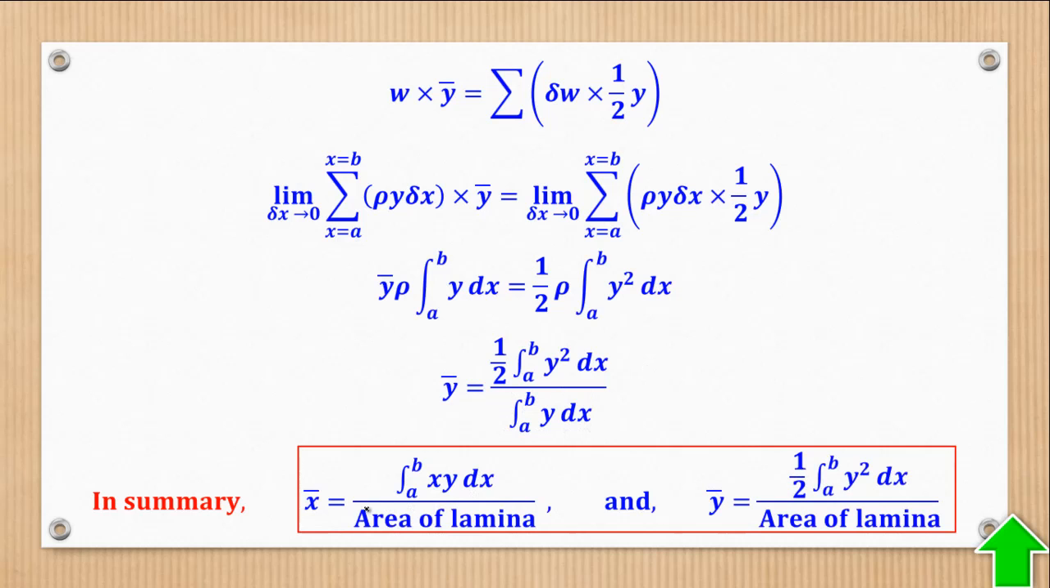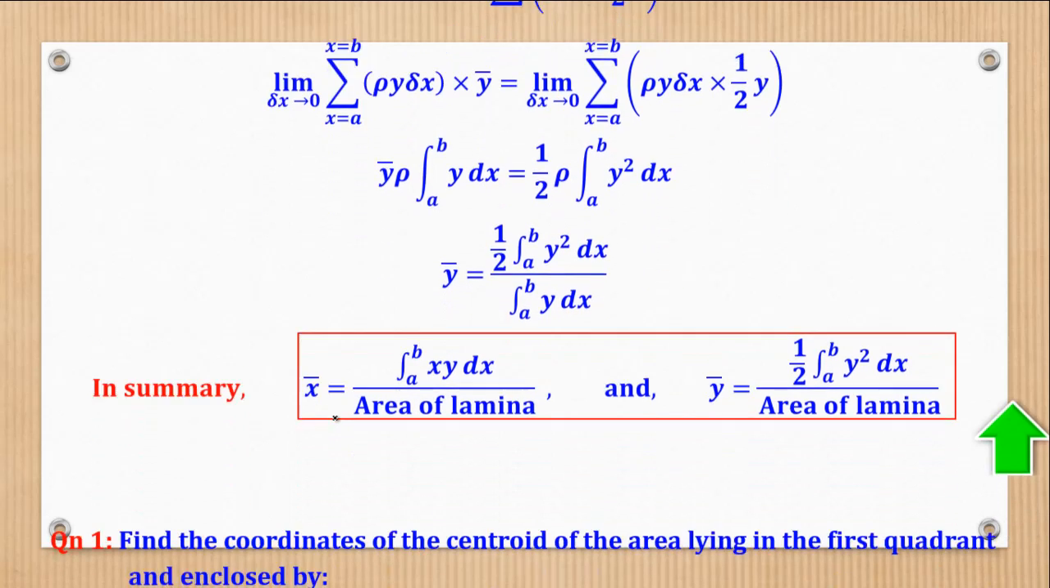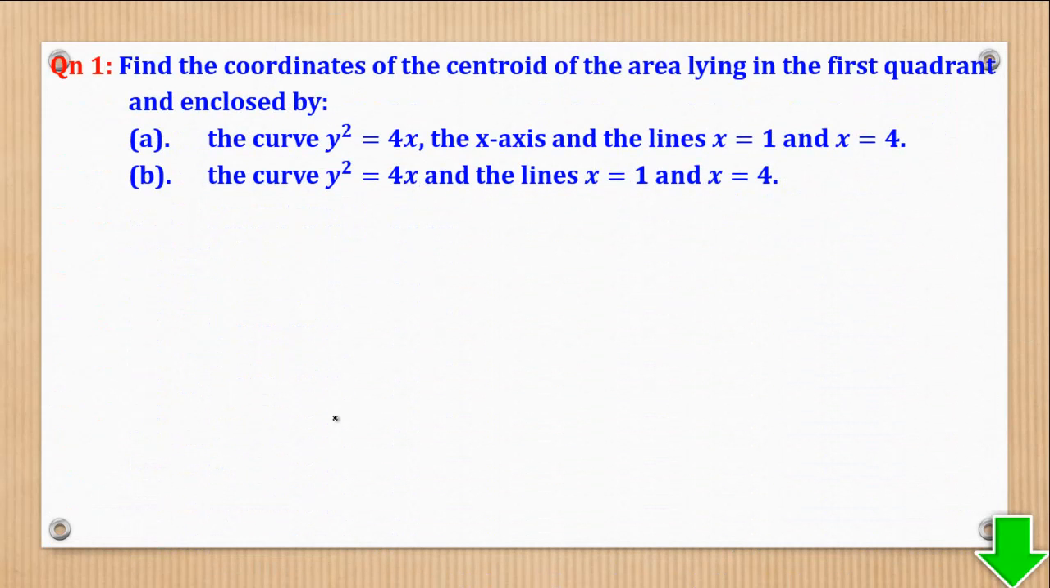The reason why we put here area of a lamina is because sometimes the shape can be known, can be definite in a way that it has a standard formula to calculate its area. So in such a case, we don't need to again integrate, just code that formula for getting area of that shape and you substitute there. Okay, so now let's go through these questions.